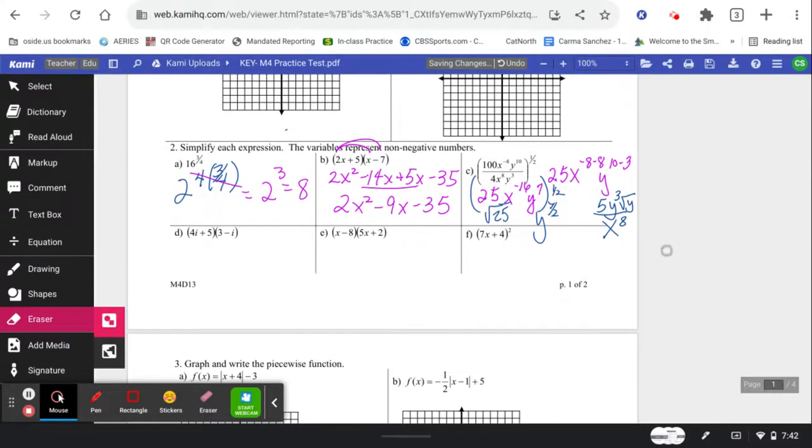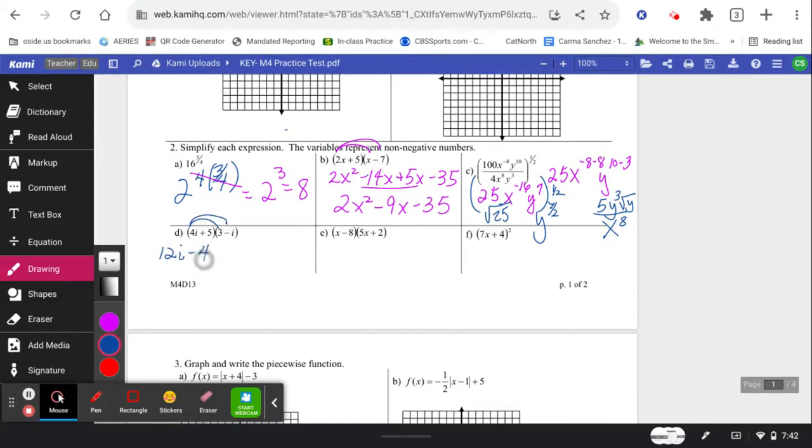How'd you do on letter C? Oh, look at letter D, imaginary numbers again. 4 times 3, 12i. Remember that we treat the i like a variable at the beginning. Then we combine any like terms, and we have to deal with this i squared thing. Definition of i squared is that it equals negative 1.